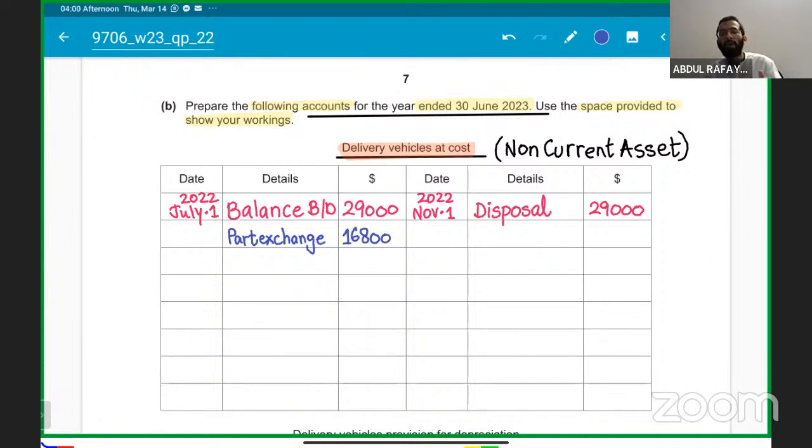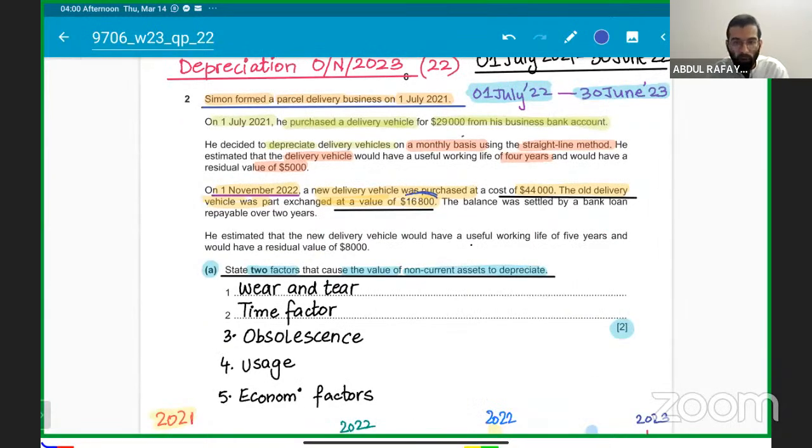But Simon said that now he has no vehicle because he sold it, so he will need a new vehicle. The new vehicle costs $44,000, sir. So $44,000 we have to pay. Out of that, 16,800 is already the part exchange disposal amount, which is settled by Simon.